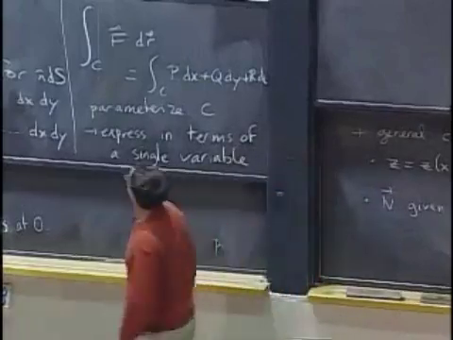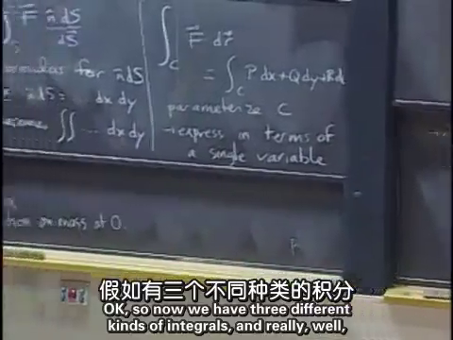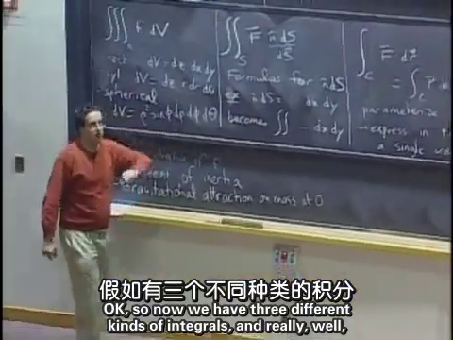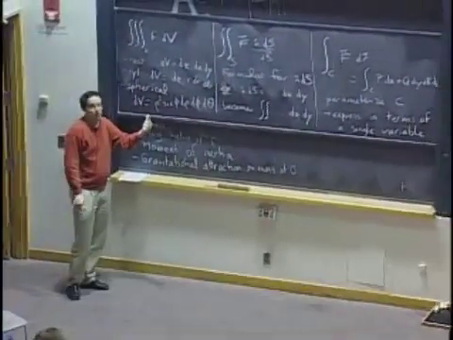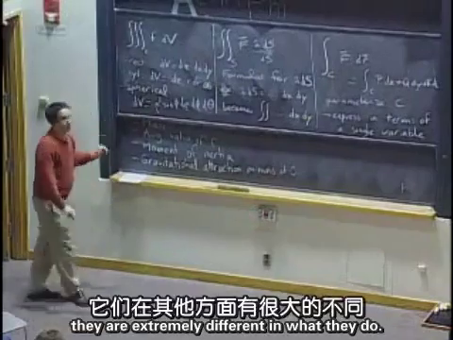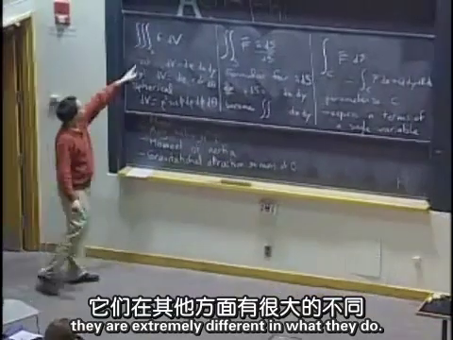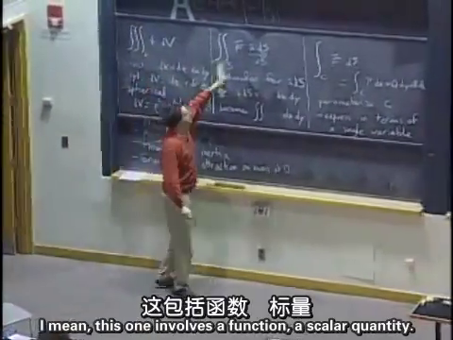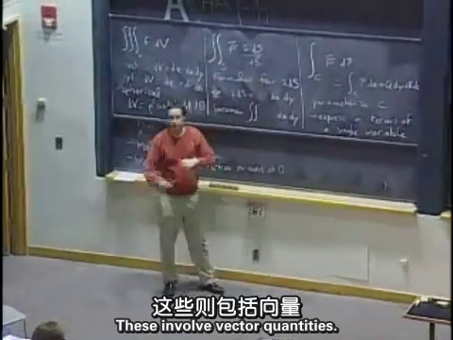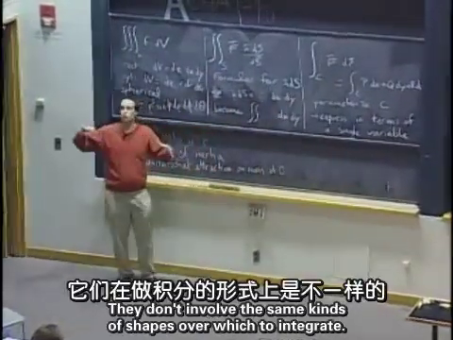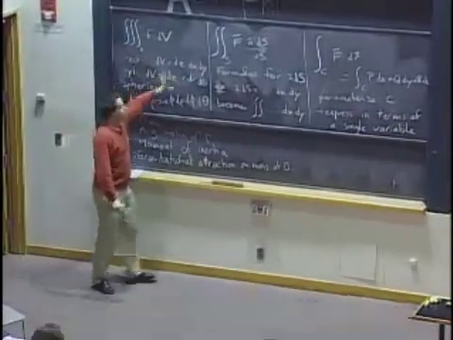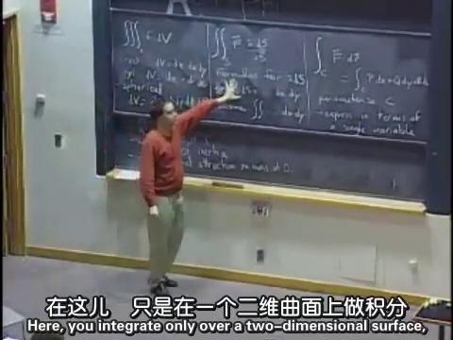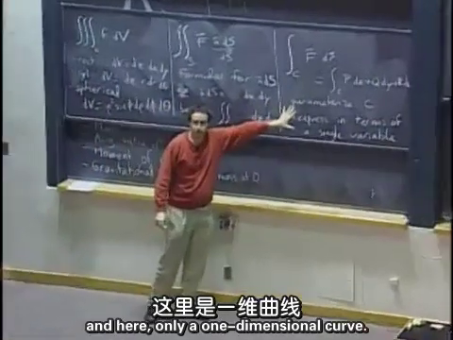Okay, so now we have three different kinds of integrals. Well, they certainly have in common that they integrate things somehow. But apart from that, they're extremely different in what they do. This one involves a function, a scalar quantity. These involve vector quantities. They don't involve the same kind of shapes over which to integrate. Here you integrate over a three-dimensional region. Here you integrate only over a two-dimensional surface, and here only a one-dimensional curve.